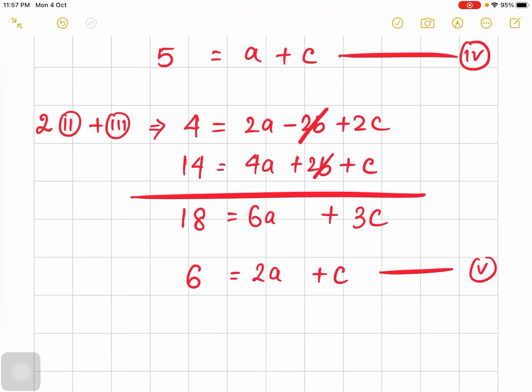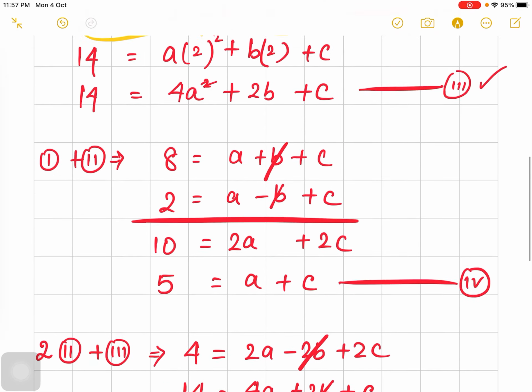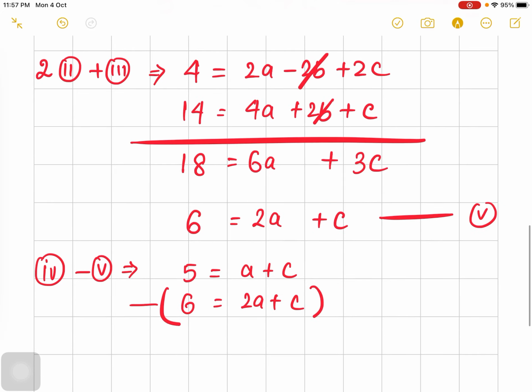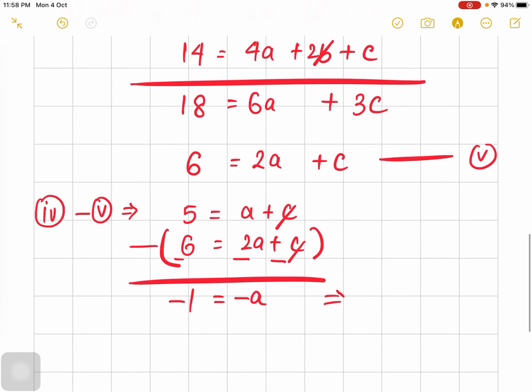So we write fourth minus fifth. It will give us 5 equal to a plus c minus 6 equal to 2a plus c. We are actually subtracting this one. So what happens, the signs change. 6 will be subtracted, 2a will be subtracted, c will be subtracted. 5 minus 6 will be negative 1, a minus 2a will be negative a, c minus c will get cancelled. So the value of a will come out to be 1. A very important achievement.